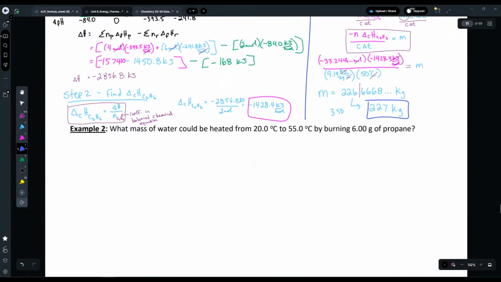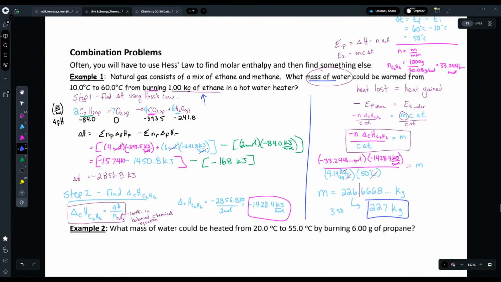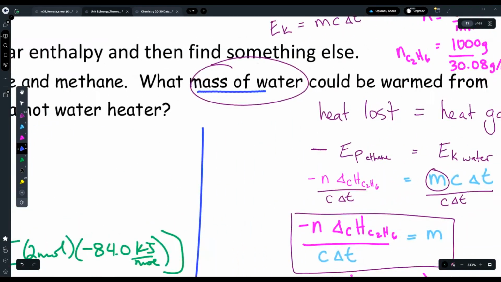All right, moving on. So example 2, what mass of water could be heated from 20 degrees to 55 degrees Celsius by burning 6 grams of propane? Okay, so this question, very similar to example 1 here. So we're still going to do step 1, find change in enthalpy using Hess's law. Step 2, figure out your molar enthalpy. And then I'm just going to write in here, this is step 3.